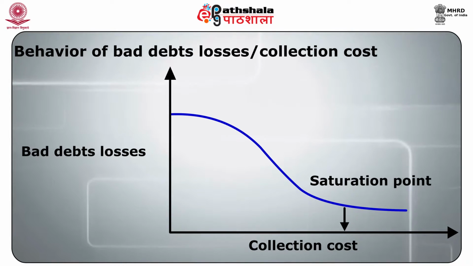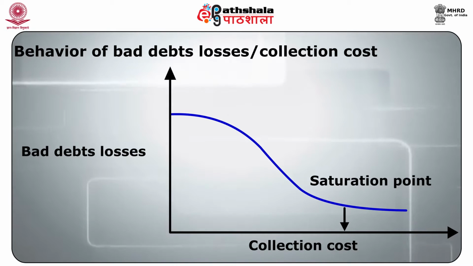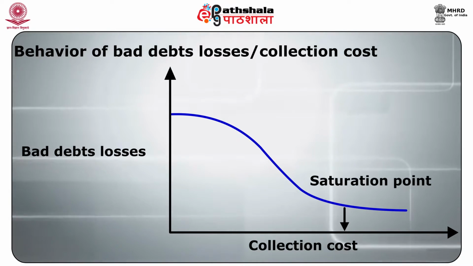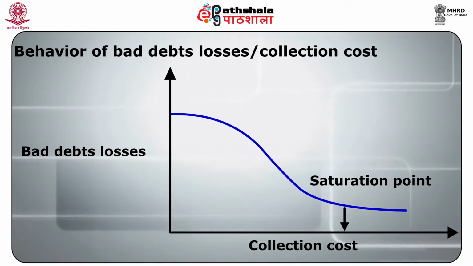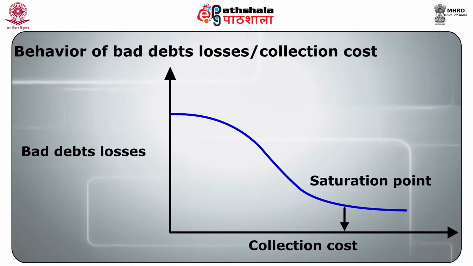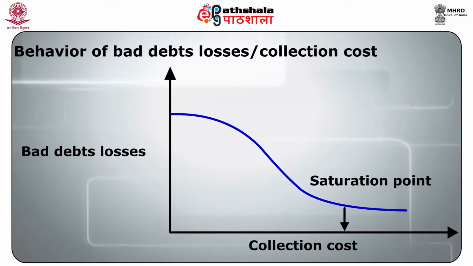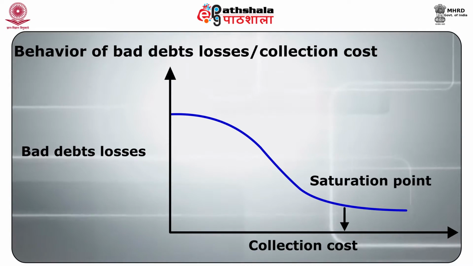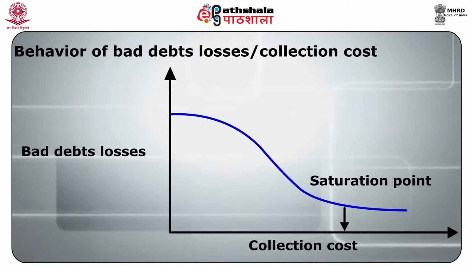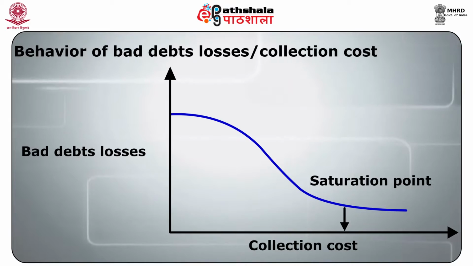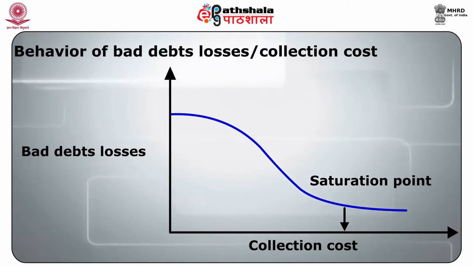If you look at the bad debt losses, they go on decreasing, but after a certain saturation point is reached, any amount of increase in collection cost does not result in a decrease in bad debt losses. The initial collection expense may have no significant impact on bad debt losses, but a little increase in expense will reduce bad debt losses. Then a saturation point is reached when bad debts cannot be further reduced by incurring additional collection expenses.